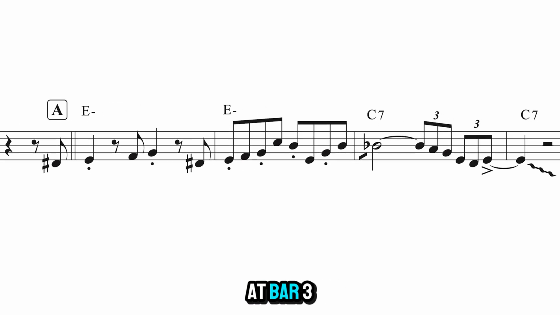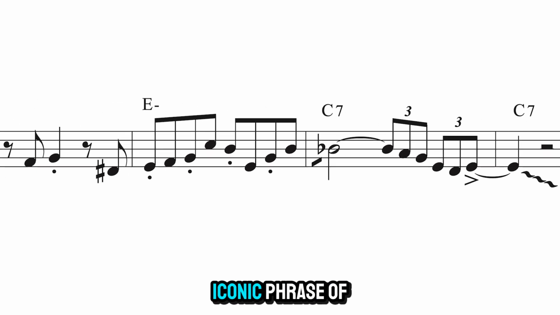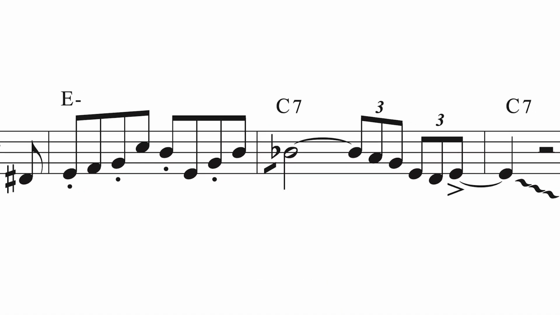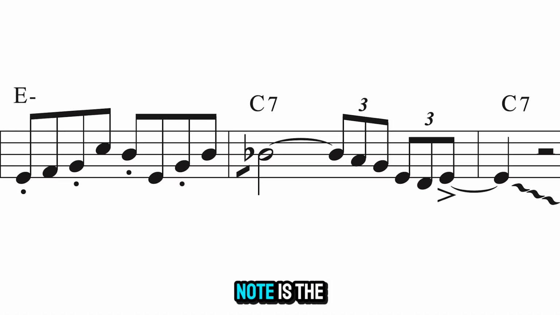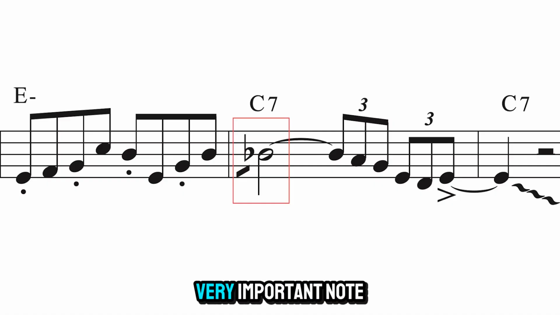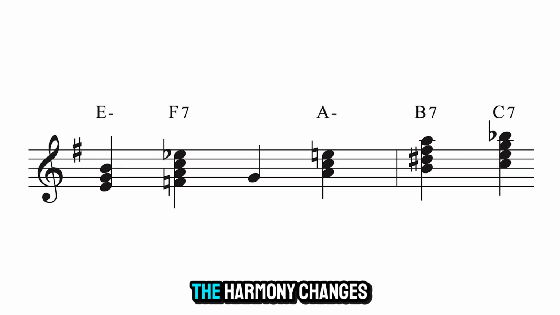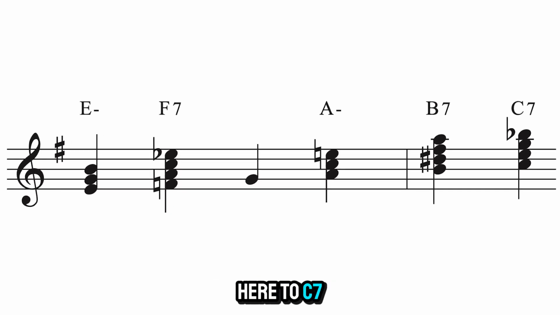Now let's look at bar 3 of this first iconic phrase of the melody. The surprising melody note is the non-diatonic B flat. This is the flattened fifth in E minor. This is a very important note to learn how to use in any minor key, as it is so bluesy, expressive and pungent. The harmony changes here to C7.